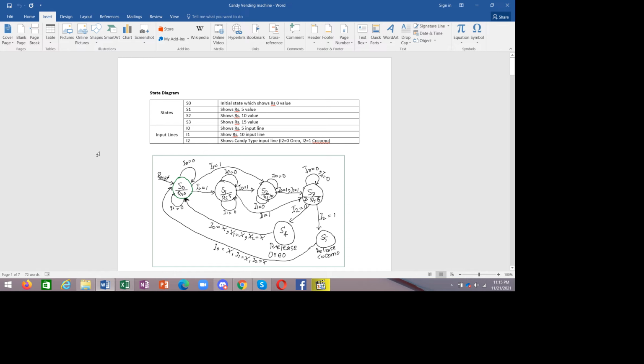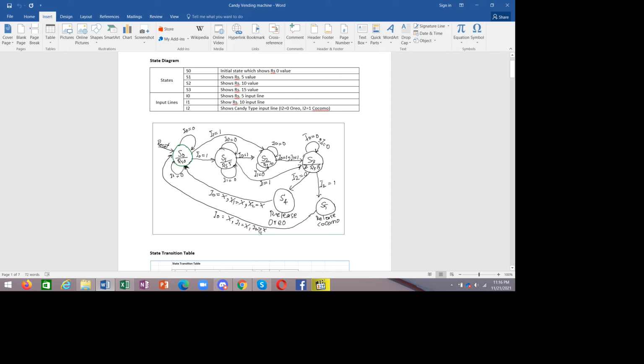The three inputs are I0, which shows a 5 rupee coin is inserted, I1, which when it is 1 shows that a 10 rupee note is inserted, and I2, which deals with the type of product that the user wants. If I2 is equal to 0, the machine dispenses Oreo. If I2 is equal to 1, the machine dispenses Cocomo, right? This is a state diagram similar to what we discussed in class, except that I've added these states. When I2 is equal to 0, we go to this state and release Oreo. If it is 1, we release Cocomo and go to this state. Then both of these go to the initial reset state.